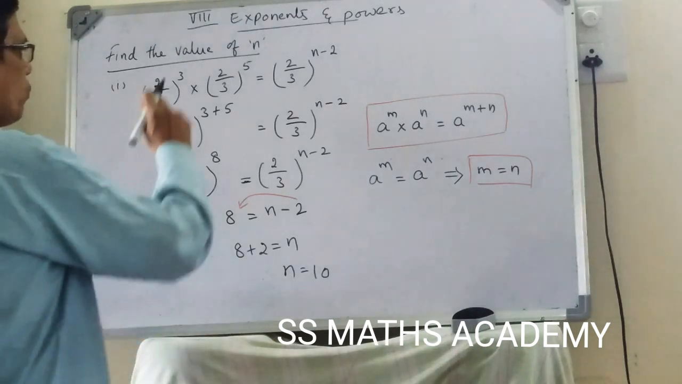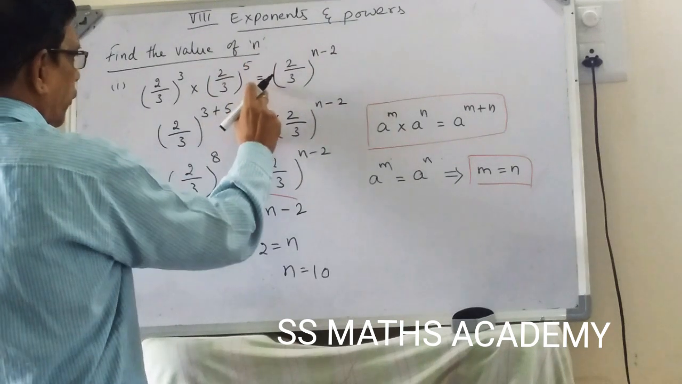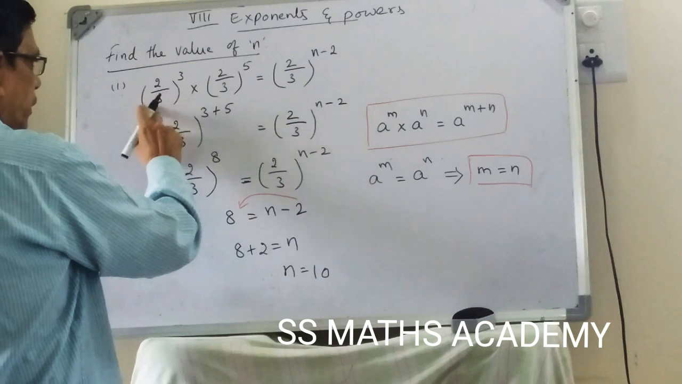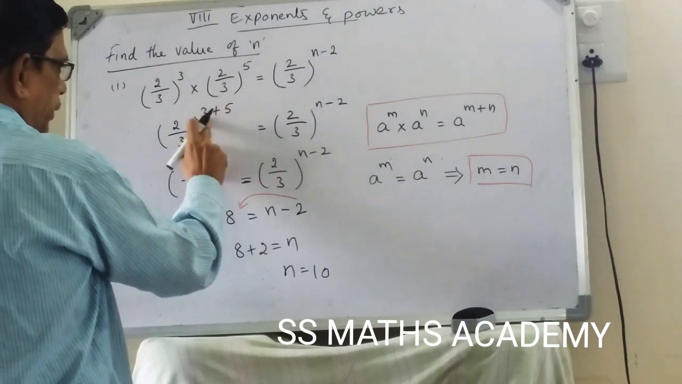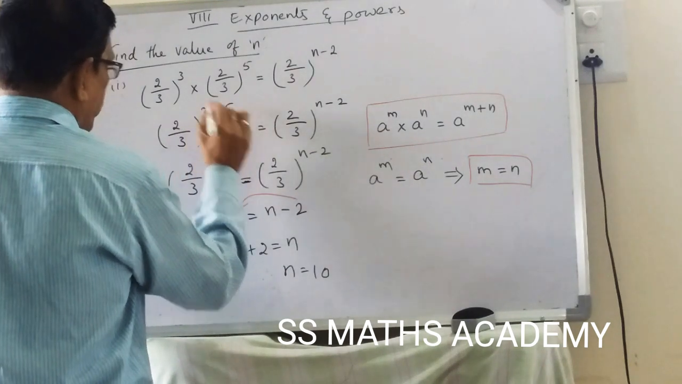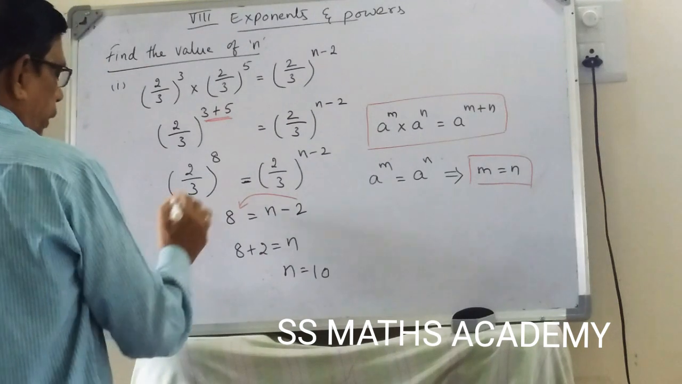Again I am telling, (2/3)^3 × (2/3)^5 = (2/3)^(n-2). Here the bases are the same, so we need to add the powers here. 3 plus 5 is equal to 8. We need to add the powers 3 and 5, so it is equal to (2/3)^(n-2).